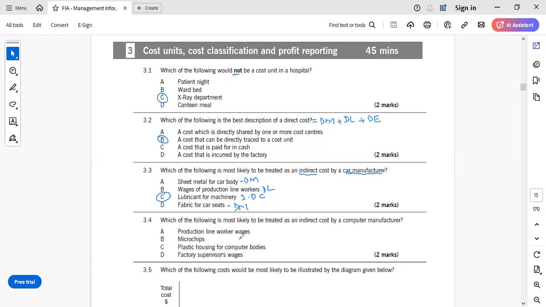Next, which of the following is most likely to be treated as indirect cost by a computer manufacturer? Business nature is computer manufacturer. Production line workers, that is direct labor. Microchip, direct material, it is the main element. Plastic housing for the computer bodies, that is also direct material, easily identified. Factory supervisor wages, this is your indirect cost. Indirect labor is part of indirect cost.